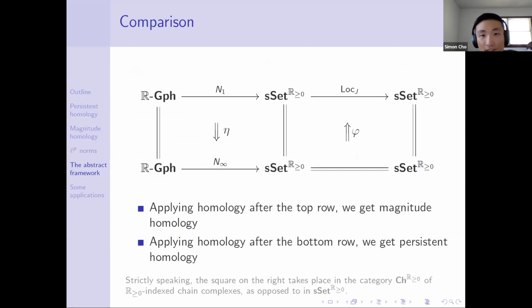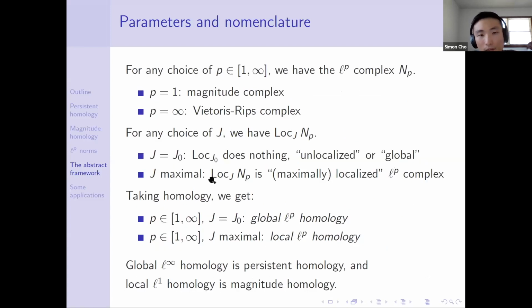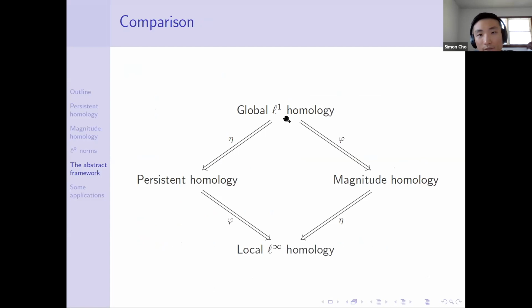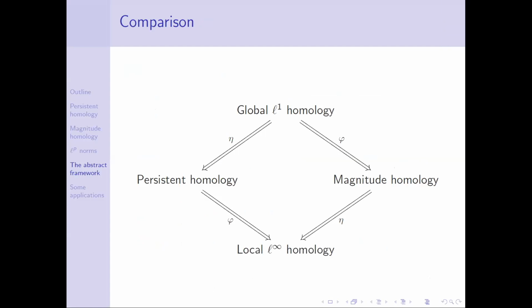And remember, according to this, this gives you a natural transformation from global to local. So you have a natural transformation from global homology to local homology, and you have a natural transformation from L1 homology to L infinity homology. So that gives you this diagram where you have persistent homology on one vertex and magnitude homology at the other. And so this is the relationship between them. Okay, so are there any questions so far?